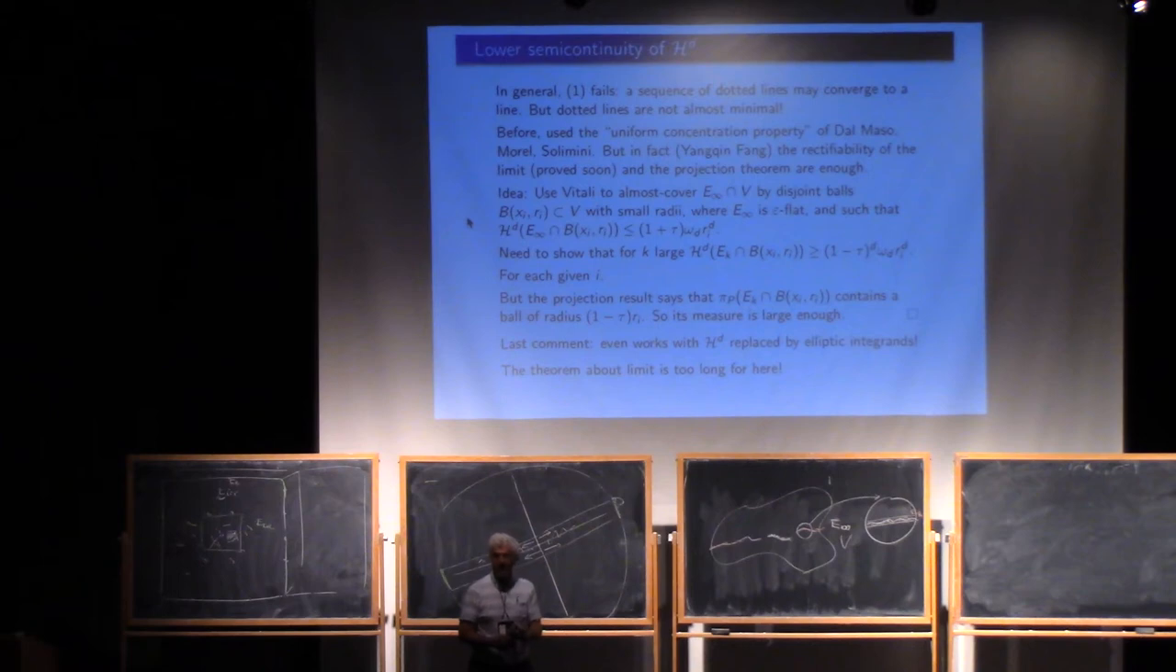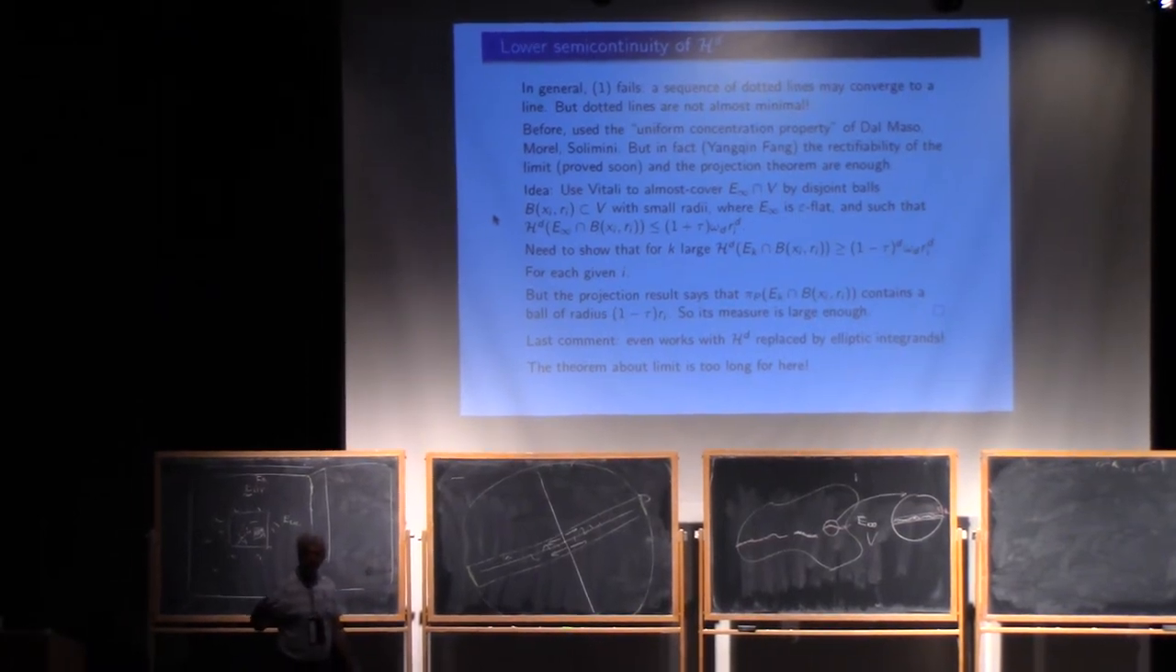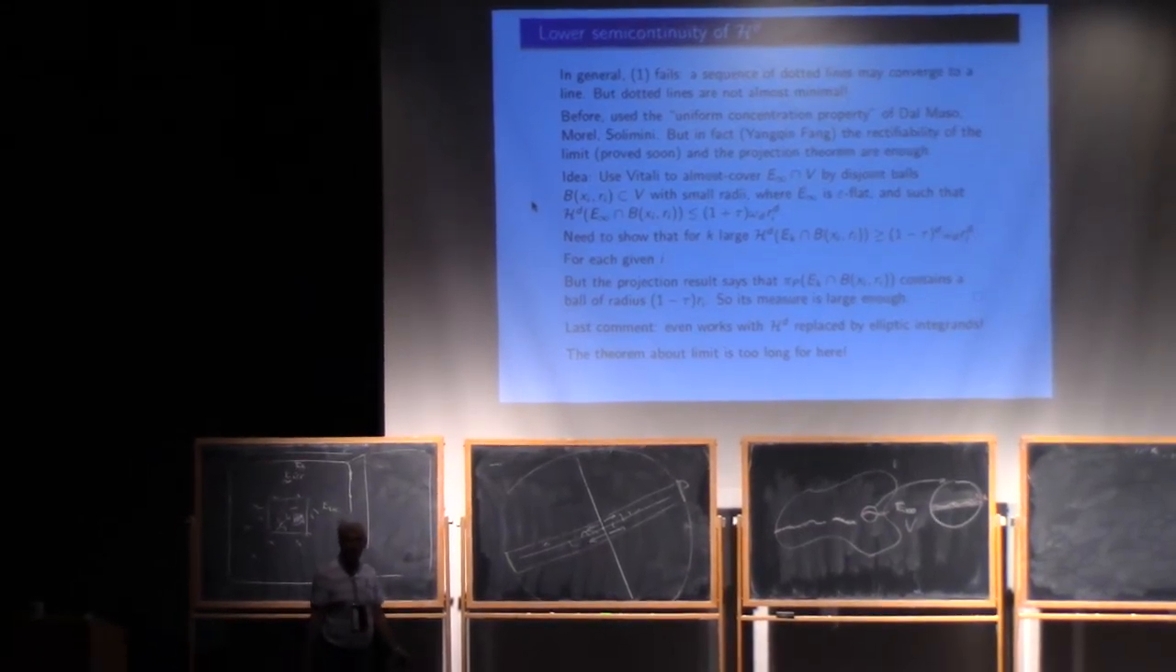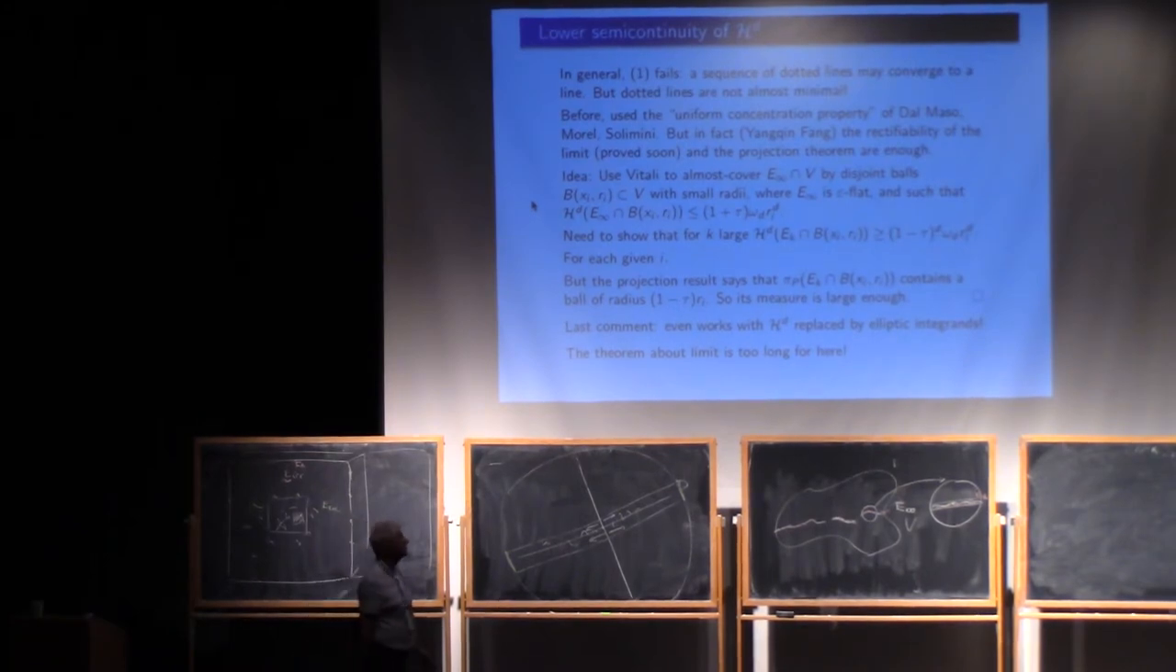Limiting theorem, except that the rest of the limiting theorem has a long and complicated proof, which I don't give. But at least the story about how to measure is fun, is fine. And also the amusing thing is that the rectifiability of a limit is very useful here. Uniform rectifiability is true in many cases, but I was not able to use it for good, right?